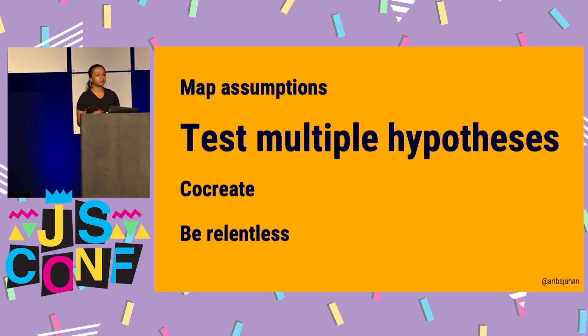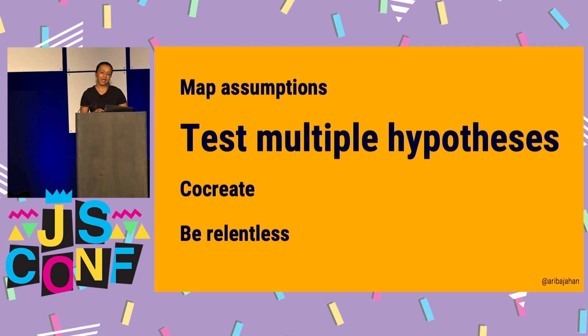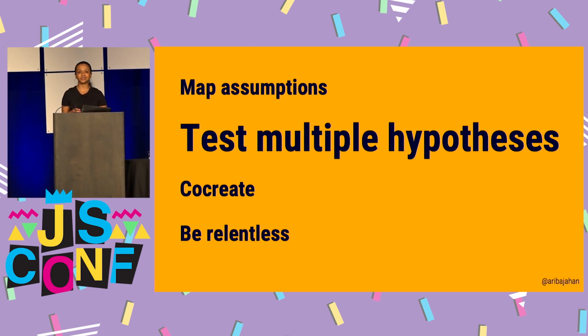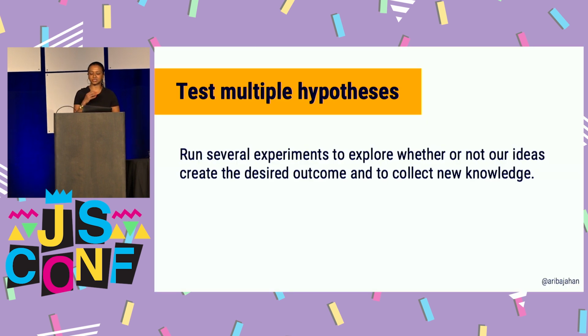So after rounds of interviewing with teens and doing brainstorms within our teams, we had about 20 fleshed out concepts, and we loved them all. But we had no clue which idea would work. And instead of just choosing an idea and just praying something works, we decided to test 5 of our strongest concepts. So we ran several experiments to explore whether or not our ideas could actually create the desired outcome we were hoping for, and to garner any new knowledge.